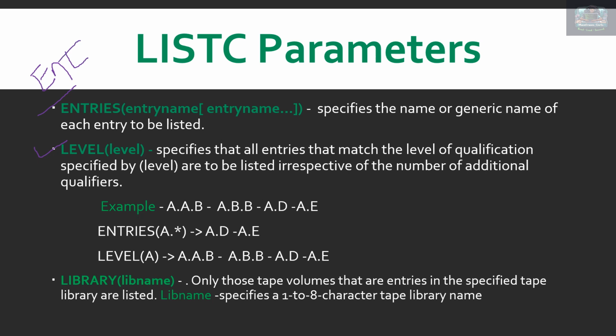So mostly you will give a LISTCAT and you will say ENTRIES, and in that you will specify the dataset name which you want. You can specify as many datasets as you want, and if it's a single dataset, you can specify a single dataset. And you say that I need all the information about it. That is the LISTCAT command you will be using every time, whether it's a VSAM, non-VSAM, or anything. ENTRIES specifies the name or a generic name of each entry to be listed. So if you're giving something inside, it will display everything.